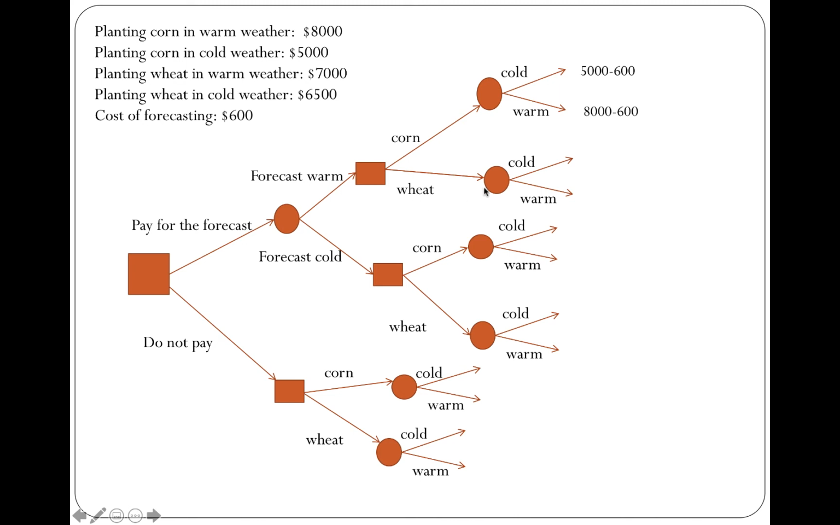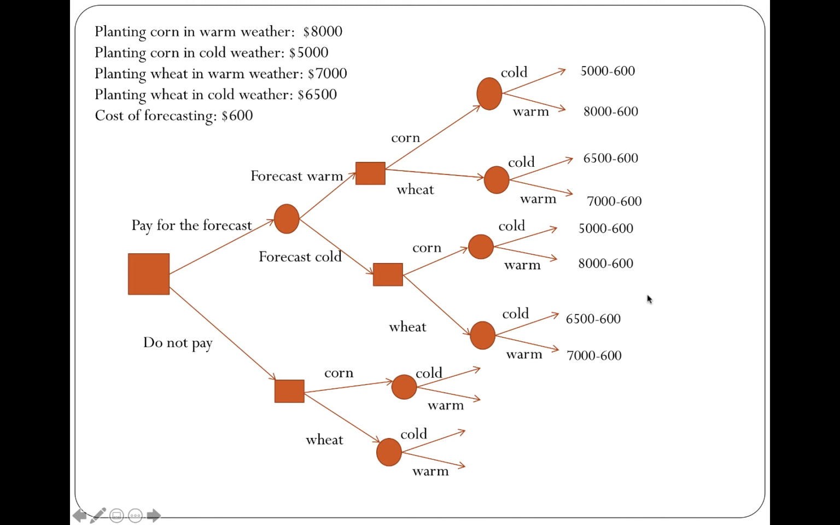In this terminal branch, we have paid for the forecast, the forecast is warm, we have decided to plant wheat, and the weather actually has turned out to be cold. In this scenario, we know that if we plant wheat and the weather is actually going to be cold, we obtain only 6,500, and we have paid at the same time $600 for the weather forecast. And if the weather is actually going to be warm, we earn $7,000, and we also pay 600 for the weather forecast. So the monetary value associated with the next 4 terminal branches will be similar to the above.